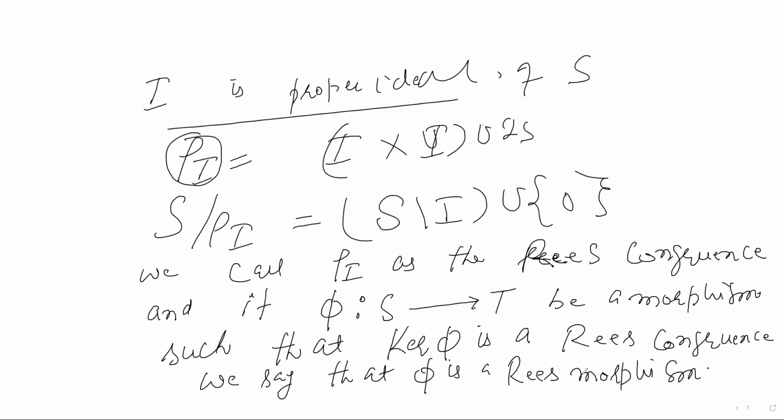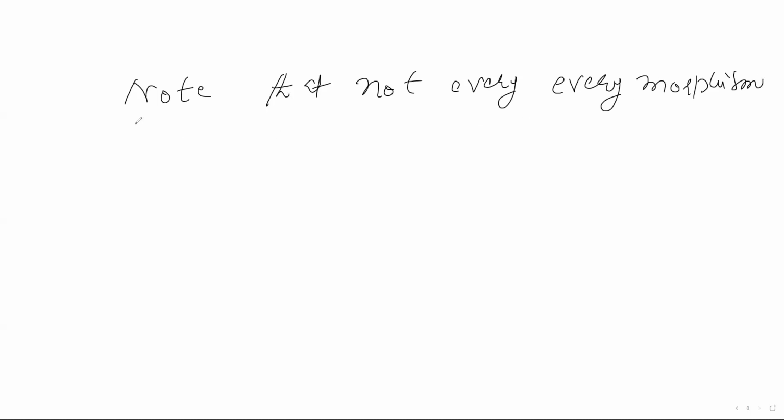I said in the beginning that we don't have a similar satisfactory relationship between ideals and morphisms in case of semigroups. And the same is true for Rees morphisms as well, because we will see that not every morphism is a Rees morphism in case of semigroups.